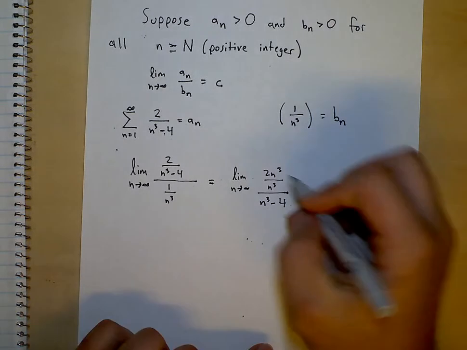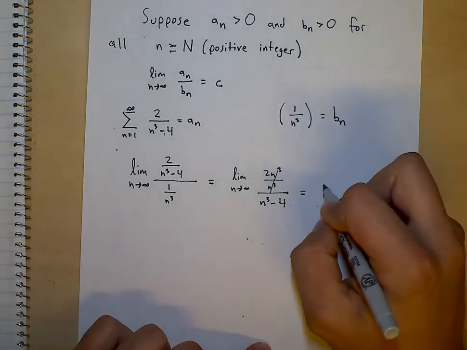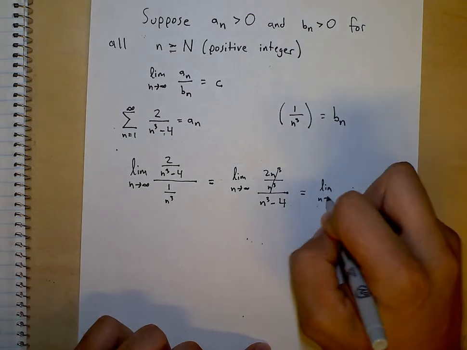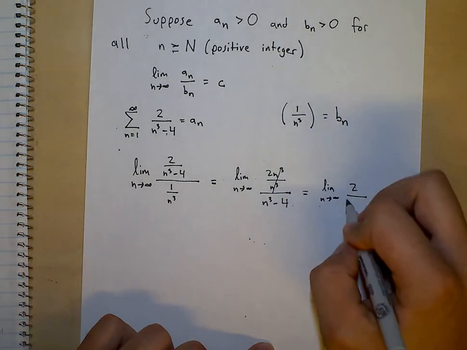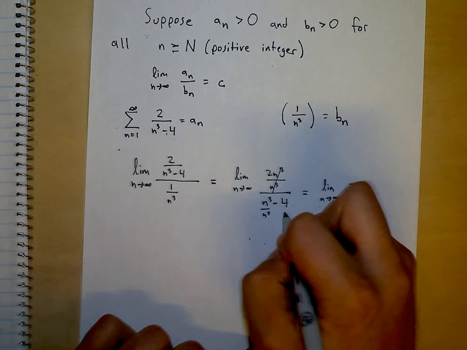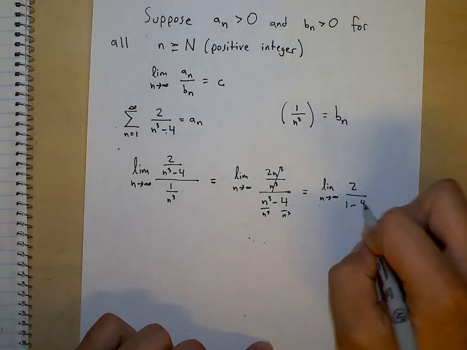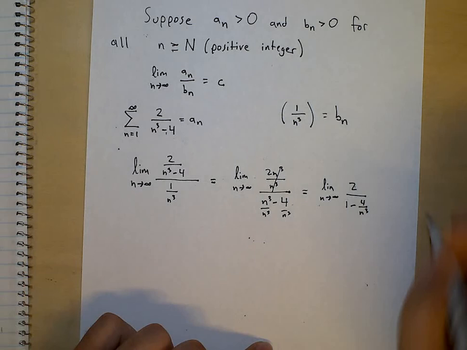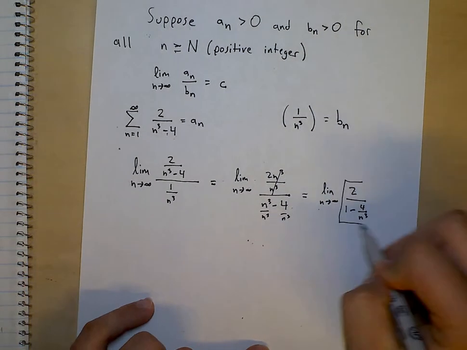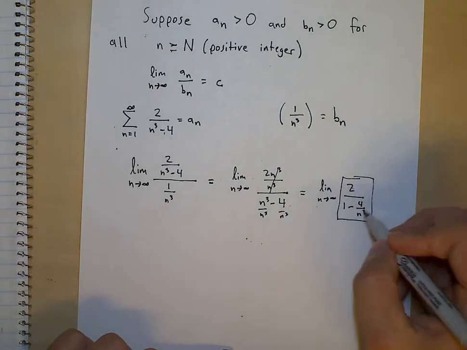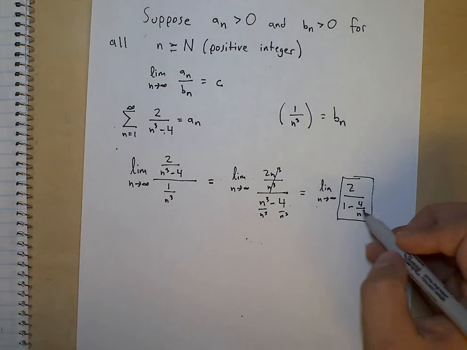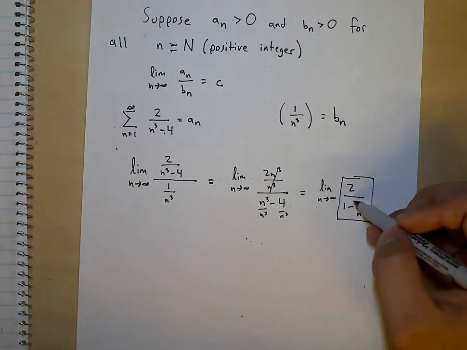So we know here these cancel, so on top it just becomes a 2, and then at the bottom, if we divide each term by n cubed right here, we get 1 minus 4 over n cubed. Now, if we just take the limit of this as n approaches infinity, we know a very large number in the bottom cubed is a very large number still. 4 divided by a very large number is simply 0. 1 minus 0 is 1. 2 divided by 1 is simply 2.